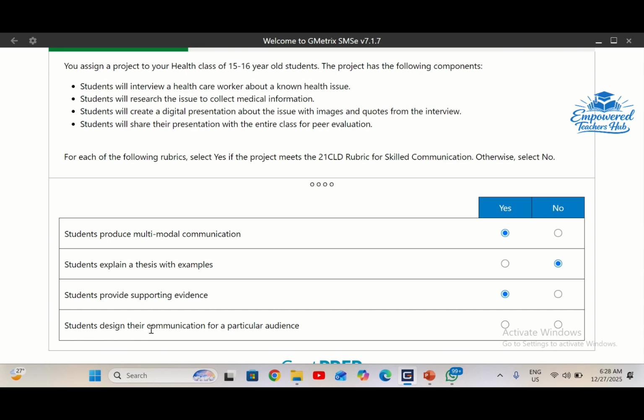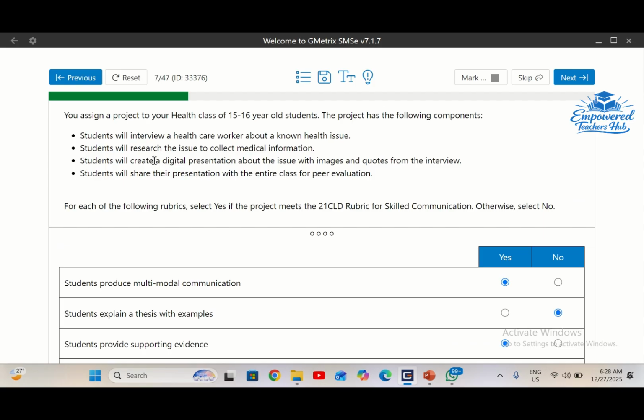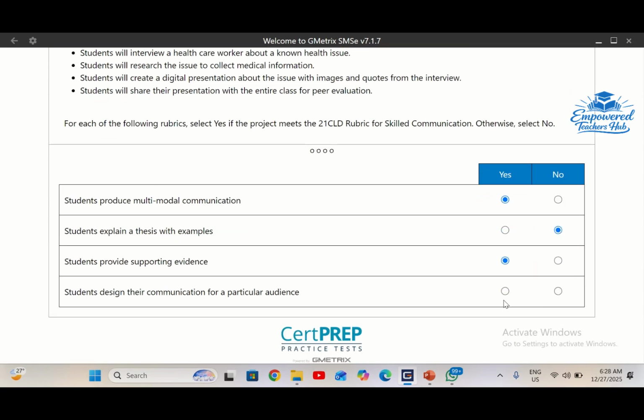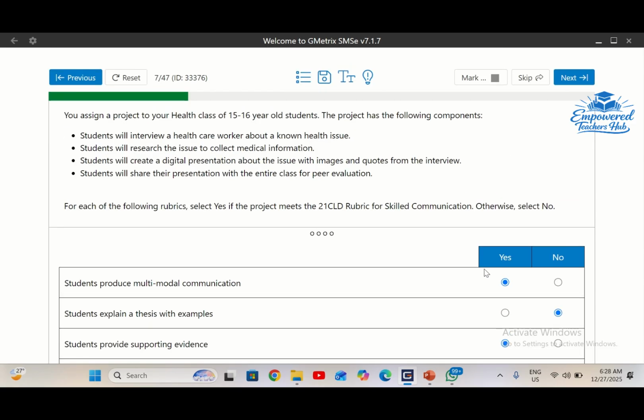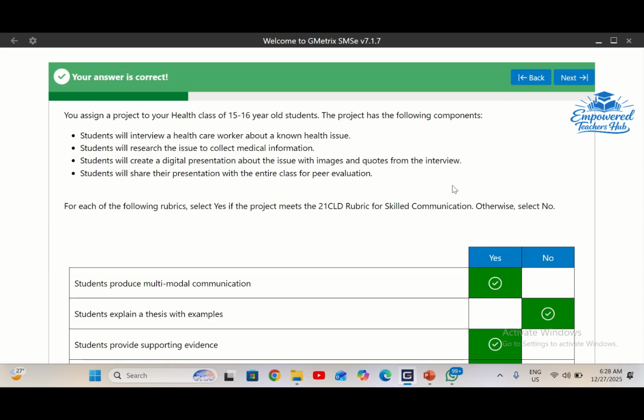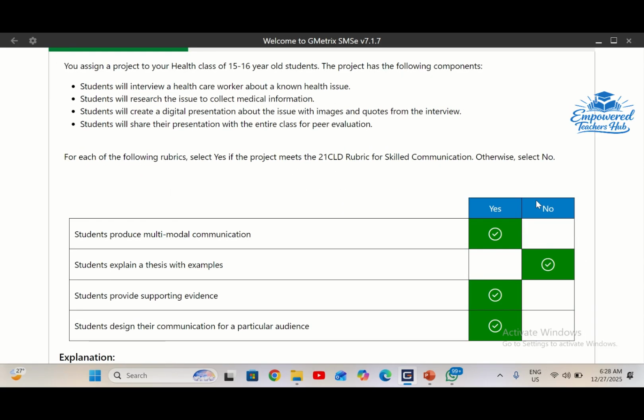Students design their communication for a particular audience. Healthcare worker. Okay. Particular audience. Yes. Okay. Correct.